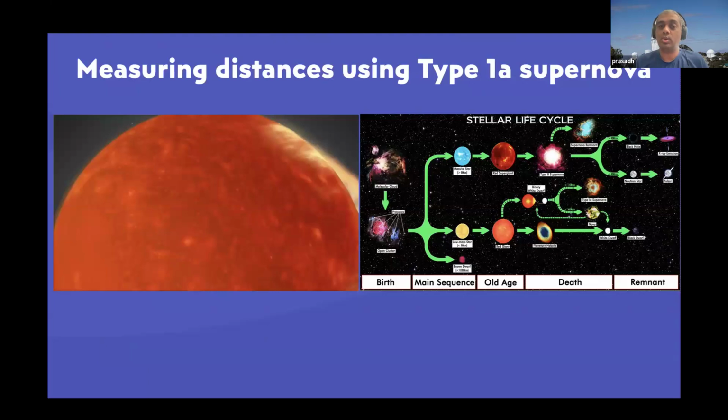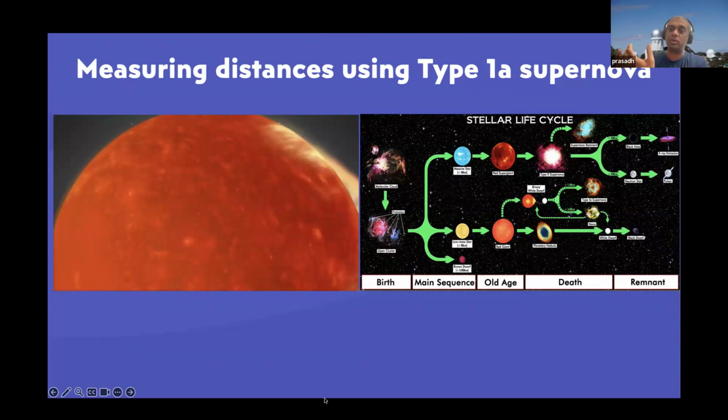Now, this is called measuring distances using type 1a supernova. Now, the problem is then you need to know what is a type 1a supernova. Anybody knows what supernova means? You probably have heard that the supernova means explosion of a star, right? So there are different types of supernovas.